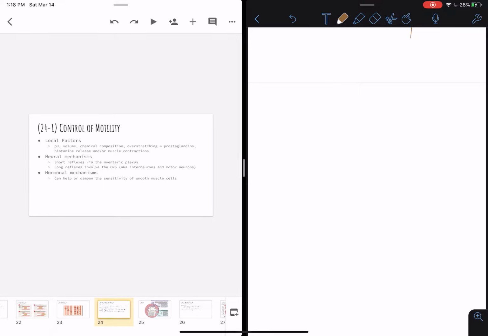Then we have neural mechanisms. This is where we're thinking about the myenteric plexus and a little bit of the submucosal plexus, but the submucosal plexus is more of a local factor piece. The neural mechanisms, those short reflexes, they're named short because they have a shorter distance to travel. So they're like organ, or, let me draw a picture: liver, stomach, small intestine.